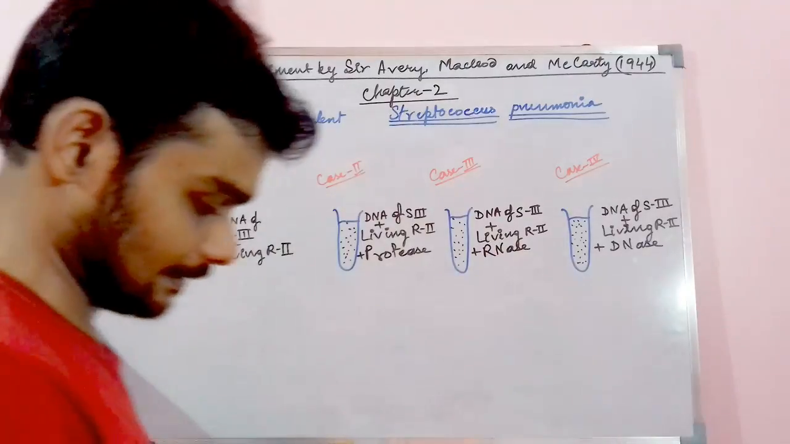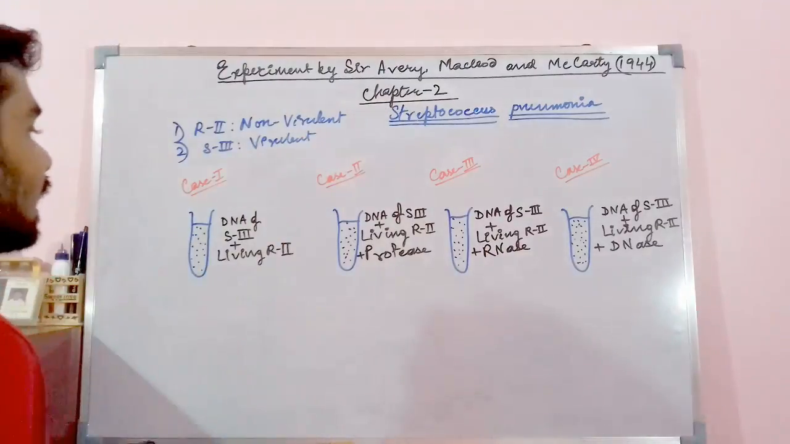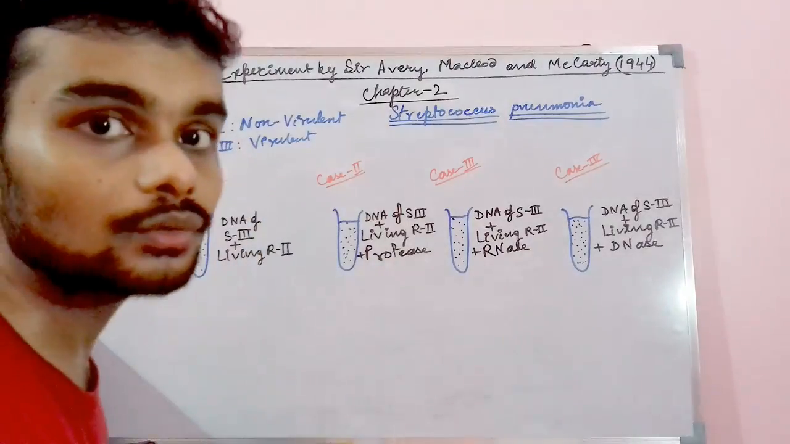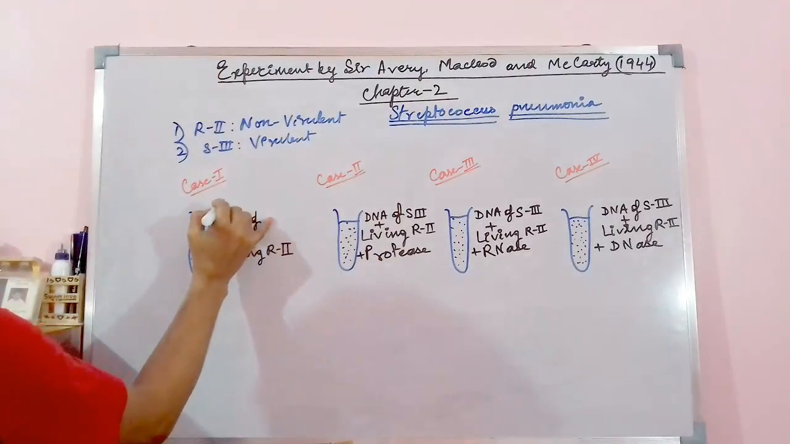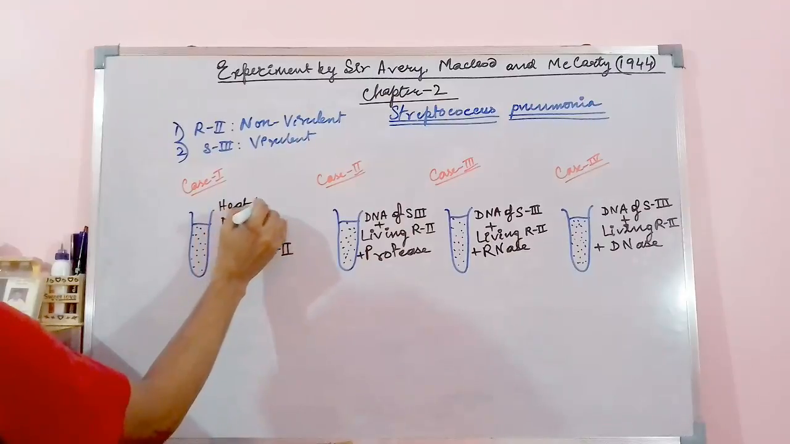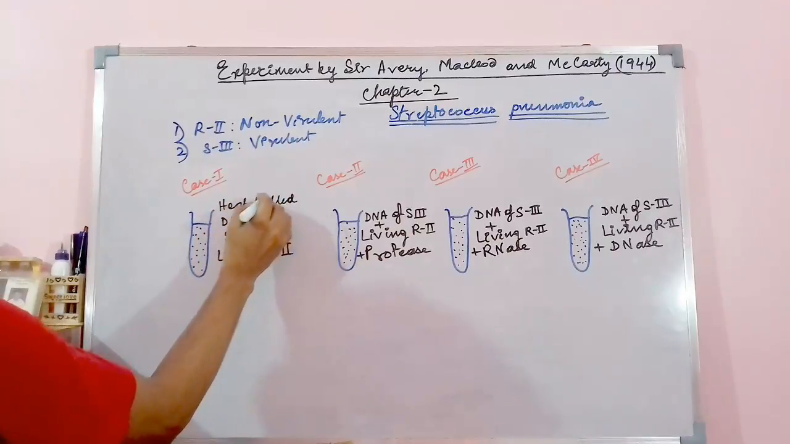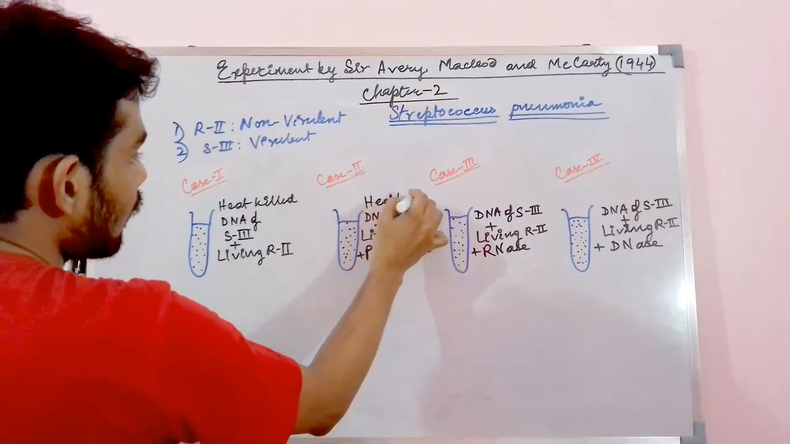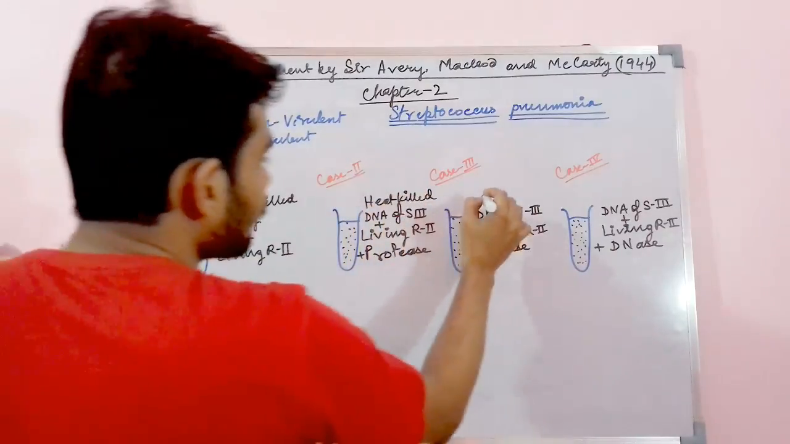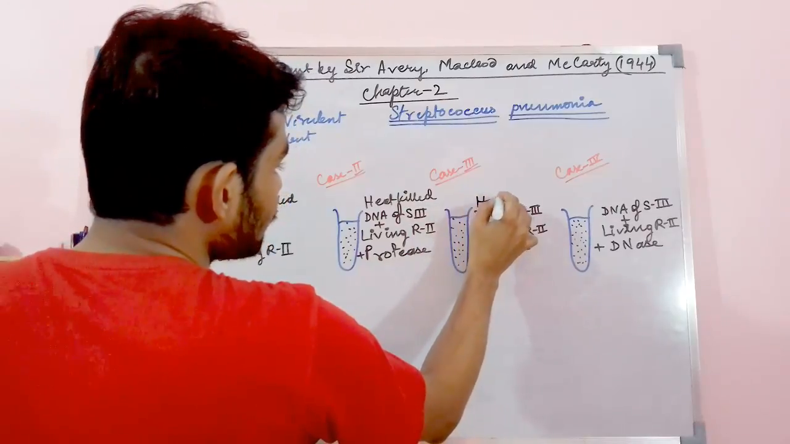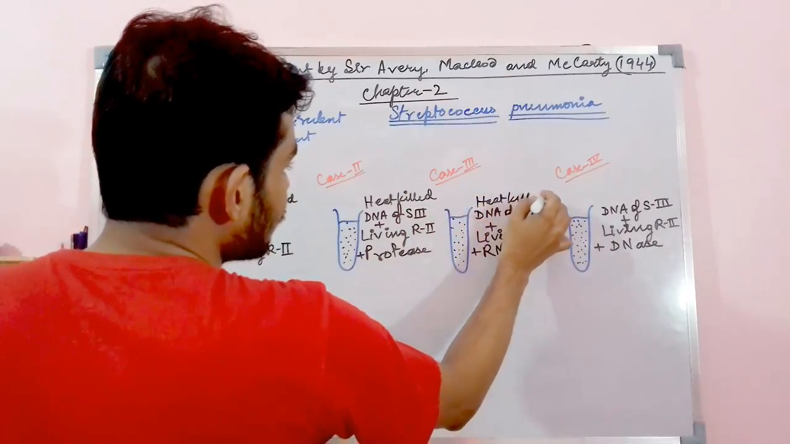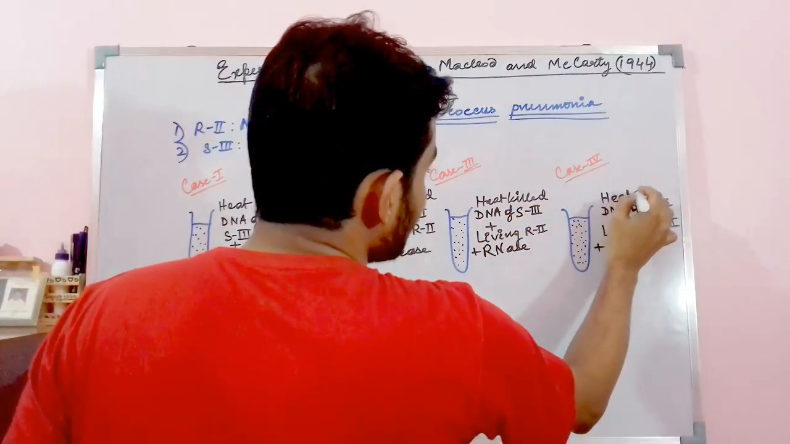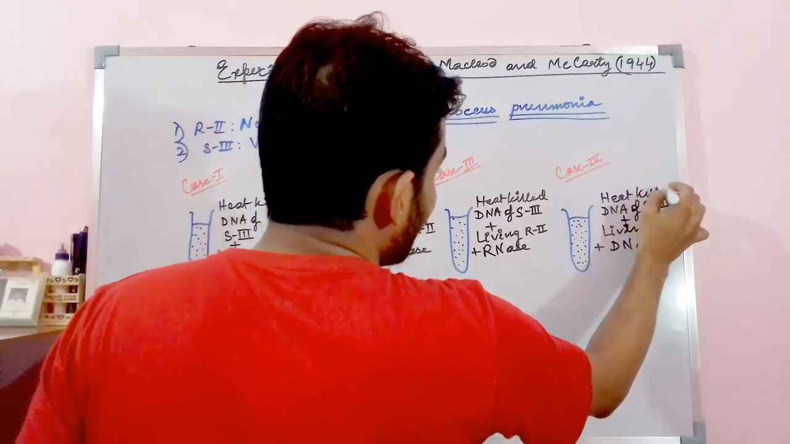They heat killed the DNA of S3 type before supplying it with the culture of R2 type, living R2 type. In all the cases, the DNA was heat killed. Here also it was heat killed. Here also the same phenomenon was done. It was heat killed, and here also it was heat killed.